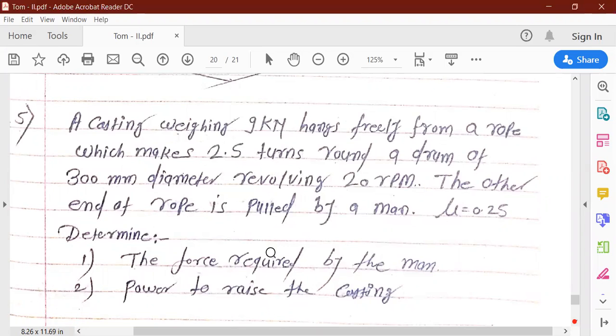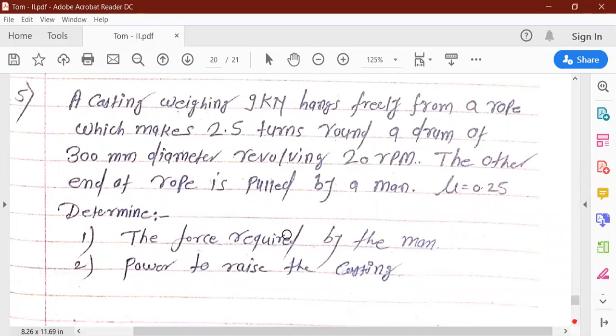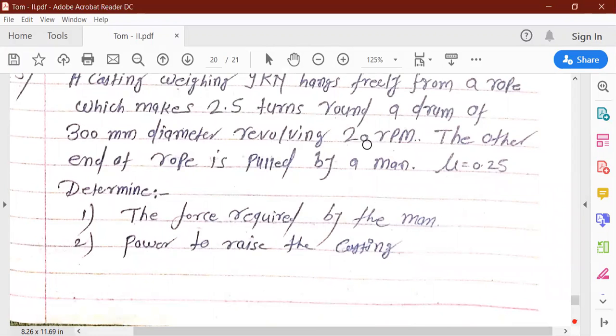Here one pulley is given. Over that pulley one rope is mounted, and one end of that rope hangs the casting weight of 9 kilonewton, and the other end is handled by a man. That rope makes 2.5 turns around that drum. The diameter of that drum is 300 mm, and it is revolving at 20 rpm.